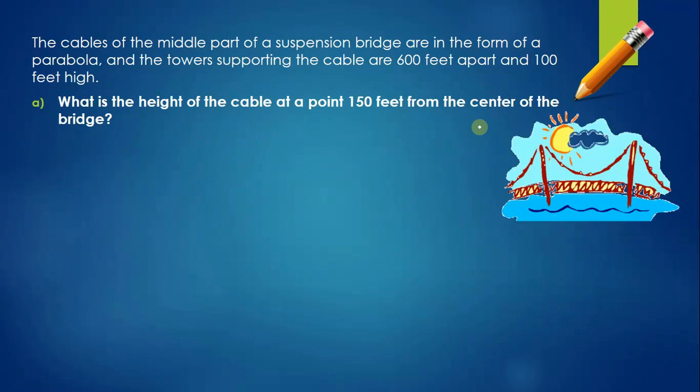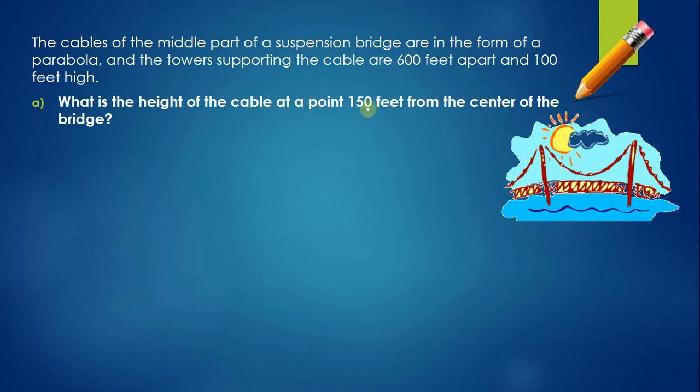So for this next problem, the cables of the middle part of a suspension bridge. If you've never seen a suspension bridge, what is that? Basically it's one of these kinds of bridges where they have the poles in the middle. The Golden Gate Bridge is a suspension bridge. The cables are in the form of a parabola. The towers supporting the cables are 600 feet apart and 100 feet high. What is the height of the cable at a point 150 feet from the center of the bridge?